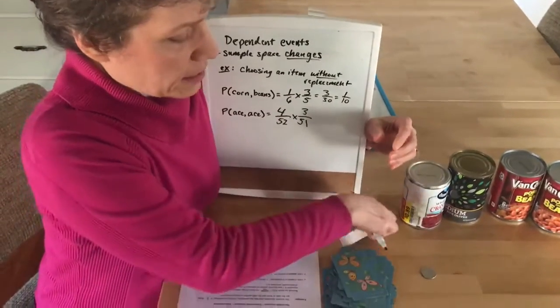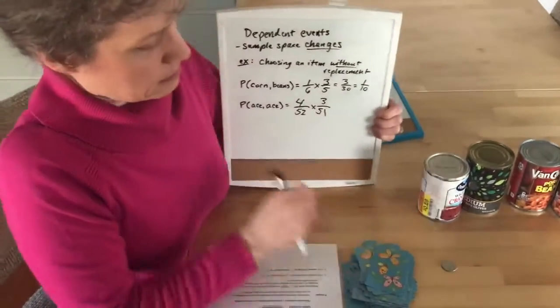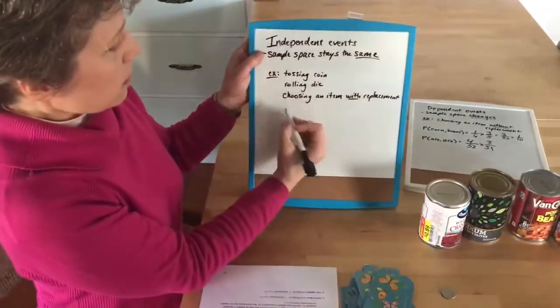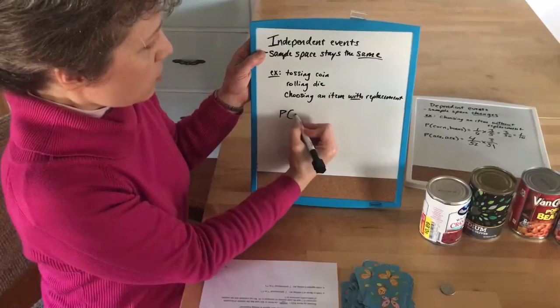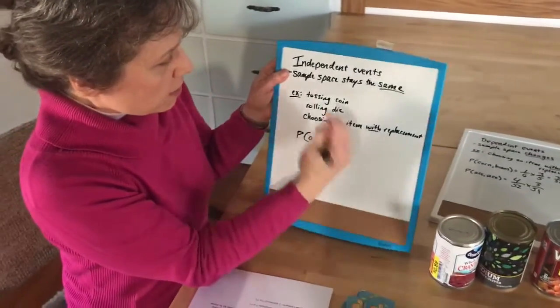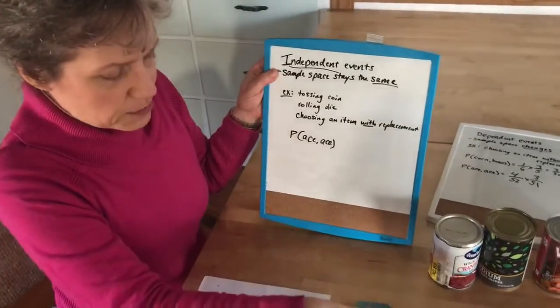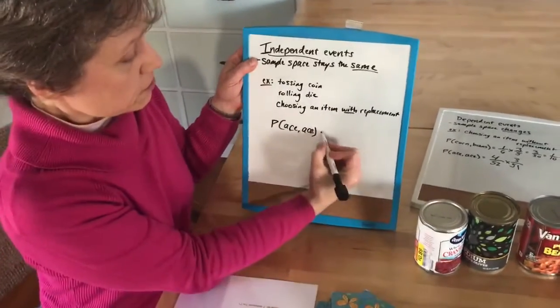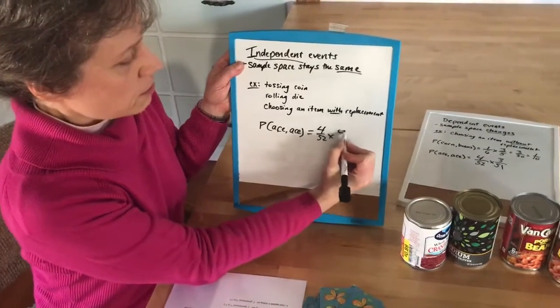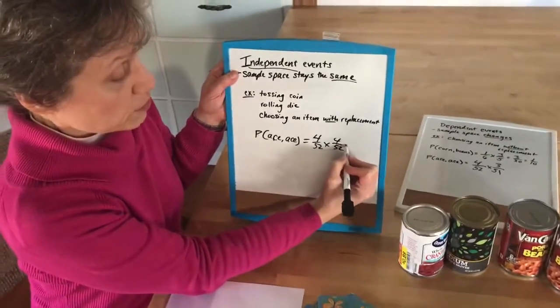If, on the other hand, I was going to replace that first card and put it back in the deck, the probability of choosing 2 aces with replacement would now be independent events because I'm starting with the same 52 cards. And so that would be 4 out of 52 times 4 out of 52. And I would multiply those together.